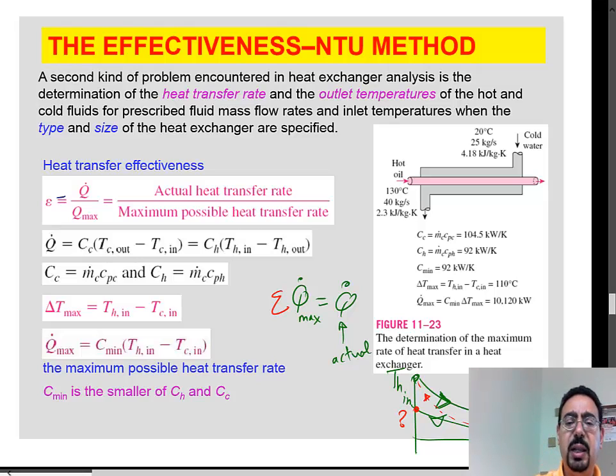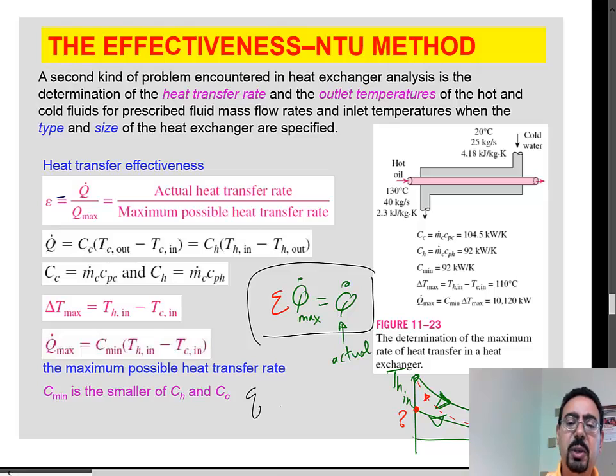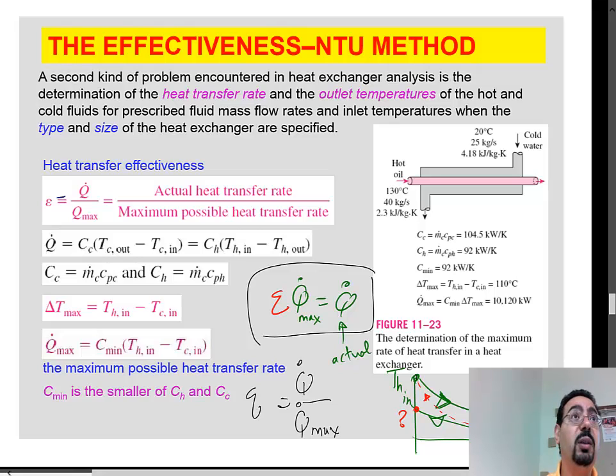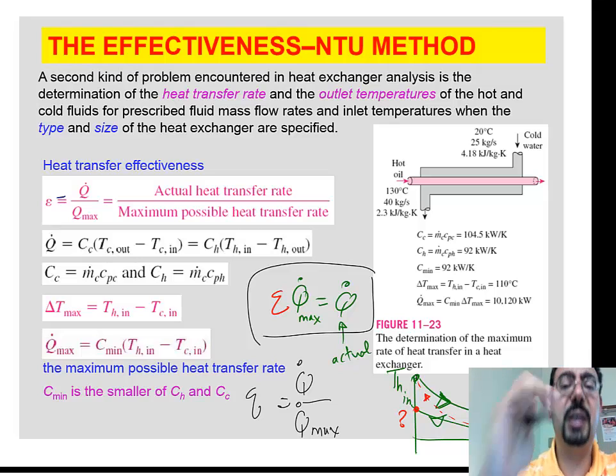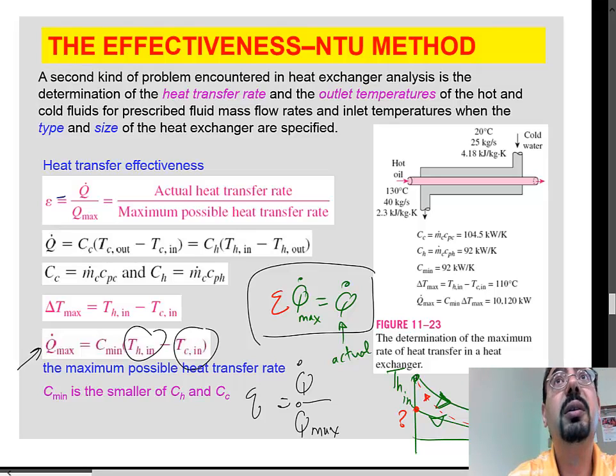So this method basically comes down to this: epsilon is called effectiveness, and it's a measure of Q actual over Q max. So when epsilon is 1, you made your dream. You managed to take the hot fluid down all the way to the cold fluid, or you managed to take the cold fluid all the way up to the hot inlet temperature. Whoever has m dot Cp minimum will be able to do this, and that would be Q max. Right? So Q max is C minimum times T hot in minus T cold in.